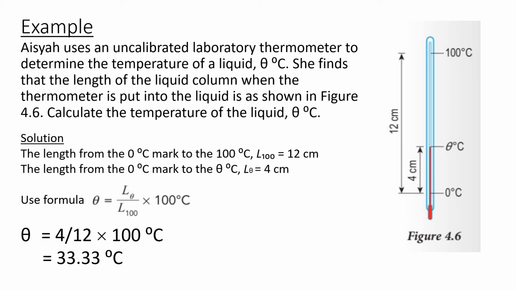Firstly, from figure 4.6, we know that the length from the 0 degrees Celsius mark to 100 degrees Celsius, L100, is 12 centimeters, and the length from the 0 degrees Celsius mark to the theta degrees Celsius, L theta, is 4 centimeters. Then use the formula theta equals L theta over L100 times 100 degrees Celsius. After doing the calculation, theta is equal to 33.33 degrees Celsius.